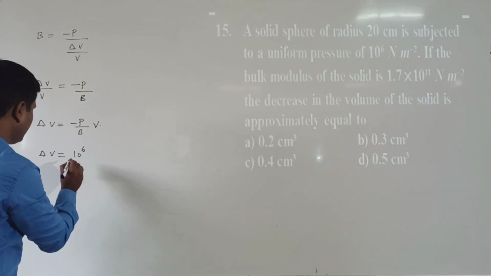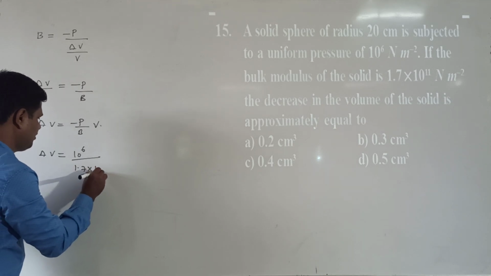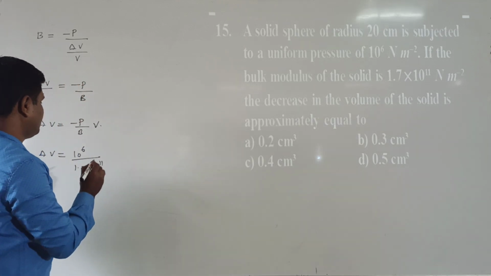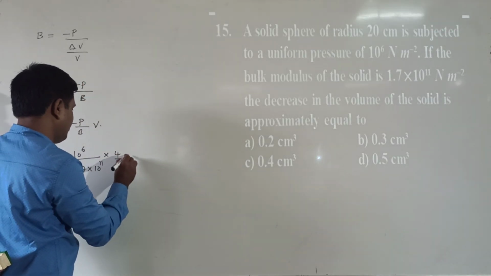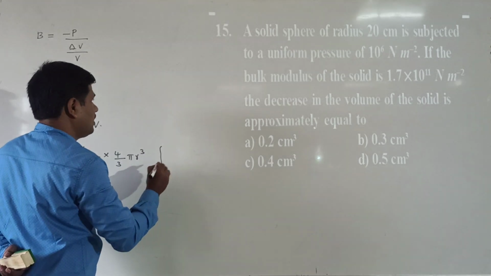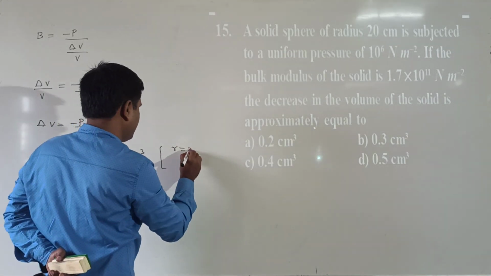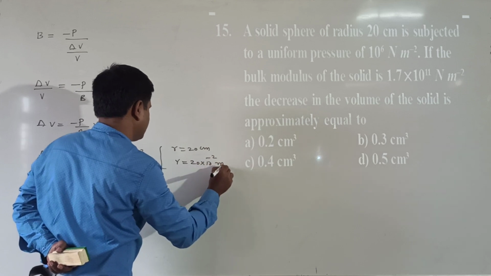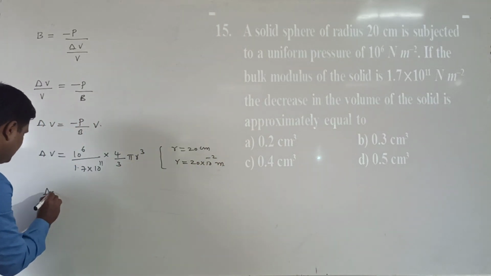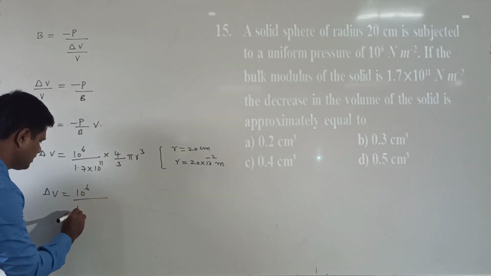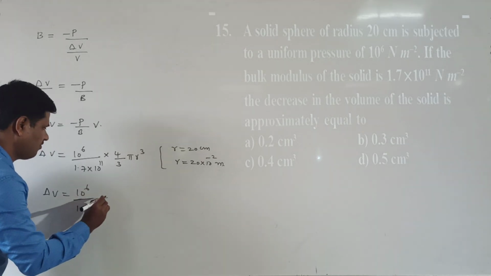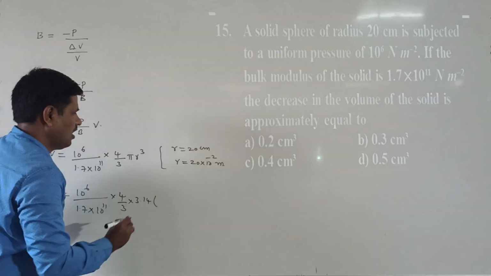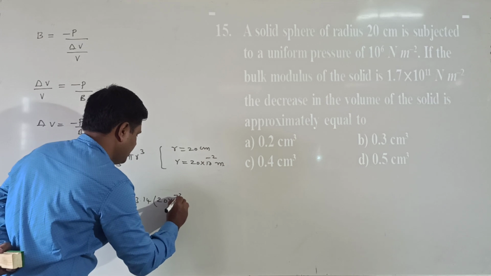What is the given bulk modulus? 1.7 into 10 power of 11. And a sphere of radius 20 cm is given, so the volume we write is 4 by 3 pi r cubed. The radius is given as 20 cm, which means 20 into 10 power of minus 2 meters. Now substitute this value. Delta V is equal to 10 power of 6 by 1.7 into 10 power of 9 into 4 by 3 into 3.14 into 20 into 10 power of minus 2, whole cube.